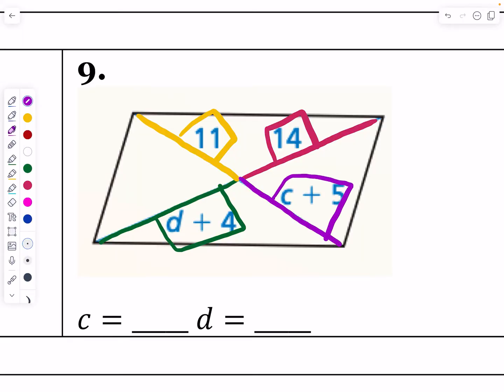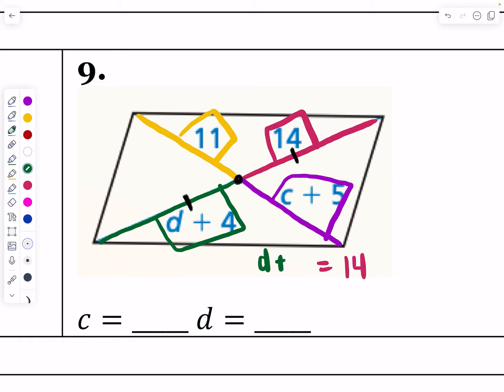So what do we know about the diagonals in a parallelogram? Well, because it told me it's a parallelogram, we know that the diagonals of a parallelogram bisect each other. So green is going to be equal to pink. So I can set the green equal to the pink by saying 14 is going to be equal to D plus 4.